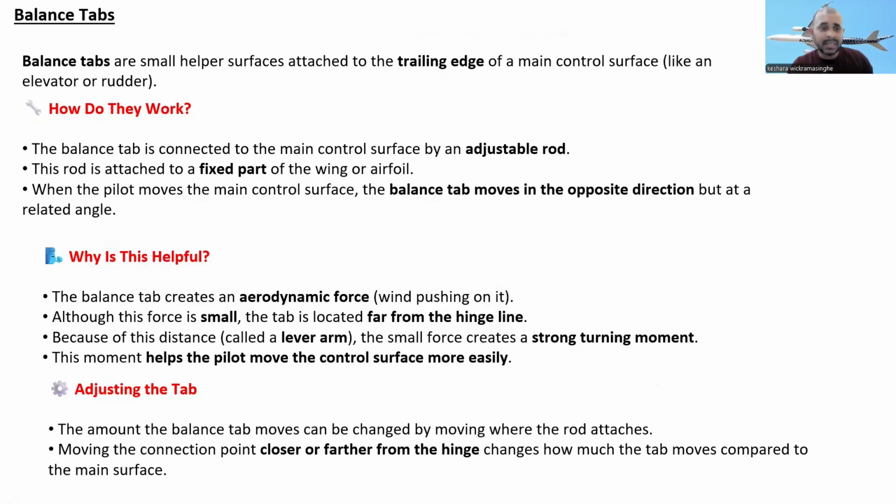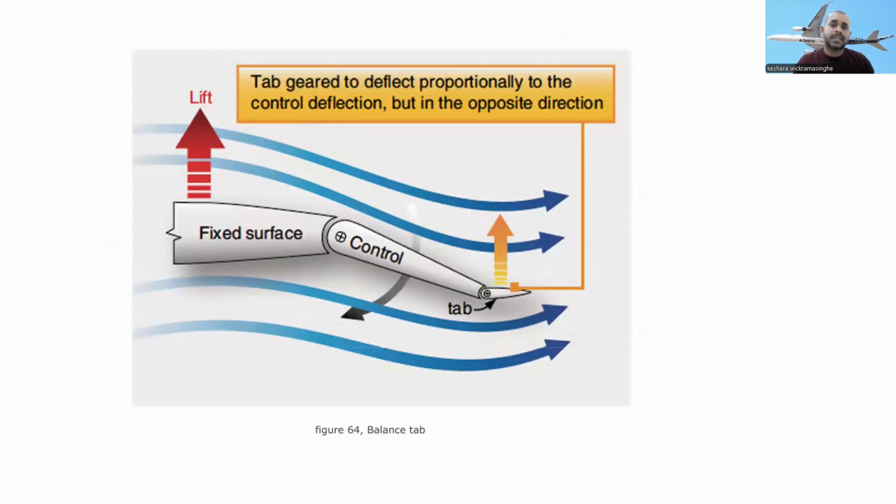Okay, adjusting the tab: the amount the balance tab moves can be changed by moving where the rod is attached. Moving the connection point closer or further from the hinge changes how much the tab moves compared to the main surface. All right, here is the balance tab. You can see the tab is geared to deflect proportionally to the control deflection, but in the opposite direction. Here the control surface moves down and the tab moves up. Because of that, this one has more feel.